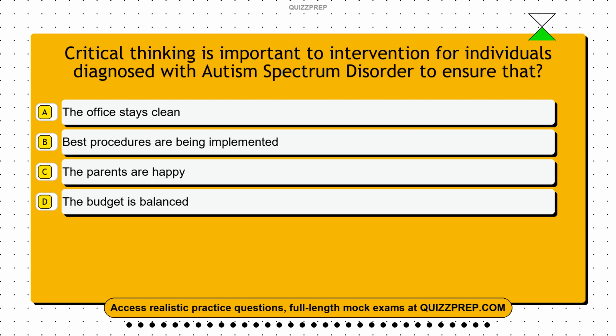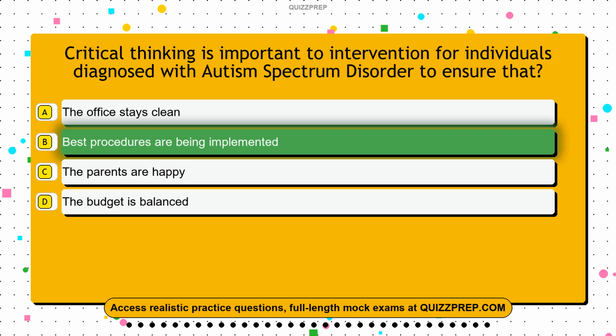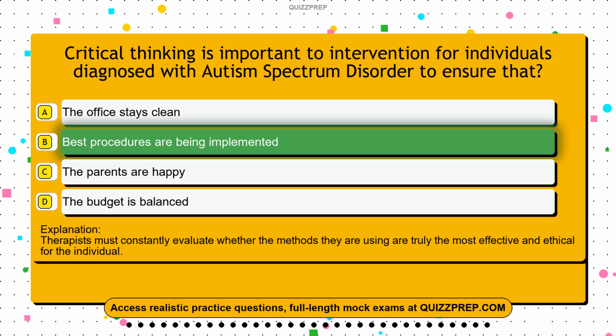Question 22. Critical thinking is important to intervention for individuals diagnosed with autism spectrum disorder to ensure that: Option A, the office stays clean. Option B, best procedures are being implemented. Option C, the parents are happy. Option D, the budget is balanced. The correct answer is option B, best procedures are being implemented. Therapists must constantly evaluate whether the methods they are using are truly the most effective and ethical for the individual.